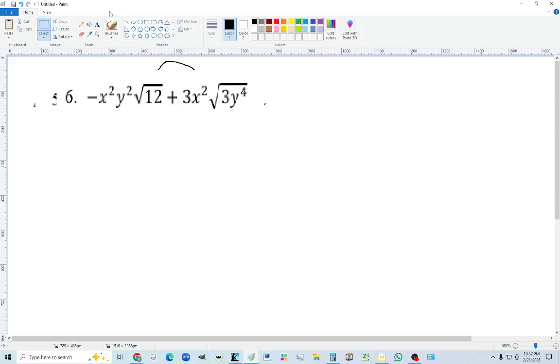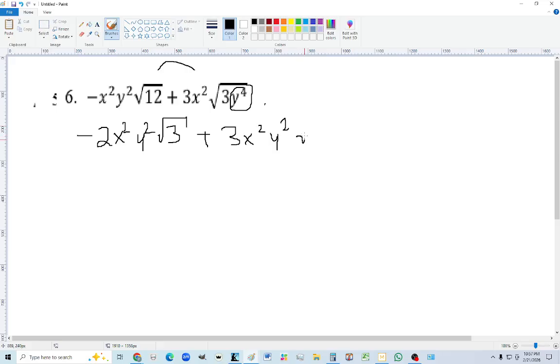So 12 can be represented as 4 times 3. 4 can come out as a 2. Most likely we're looking for radical 3 over here. So you get minus, what's the square root of 4? 2. X squared y squared times the radical 3. And here the only thing that comes out is y to the 4. The square root of y to the 4 is y to the 2. So you get plus 3x squared y to the 2 radical 3.